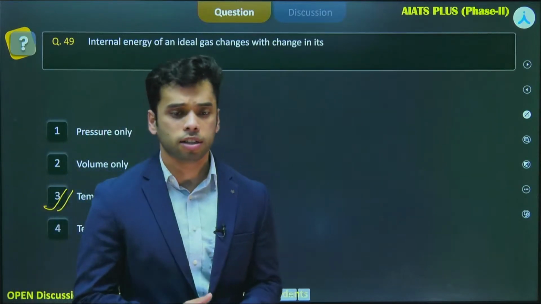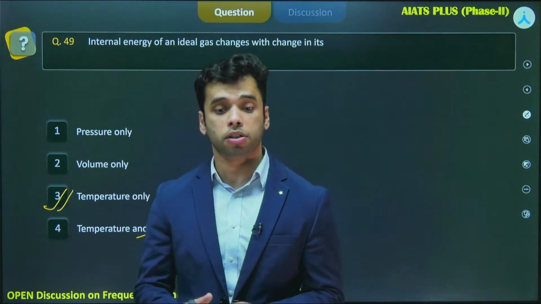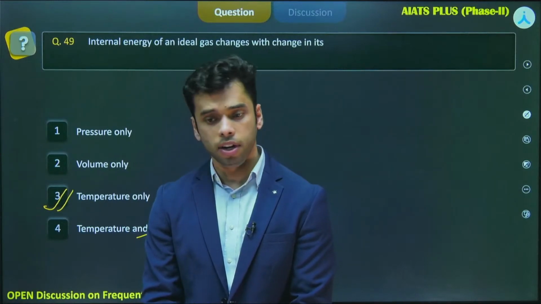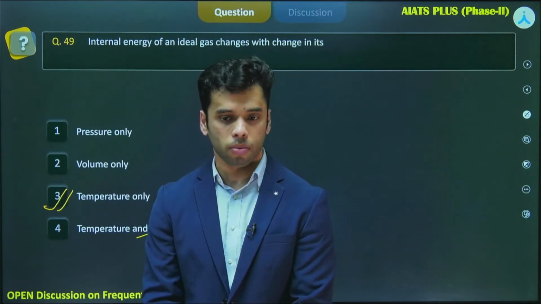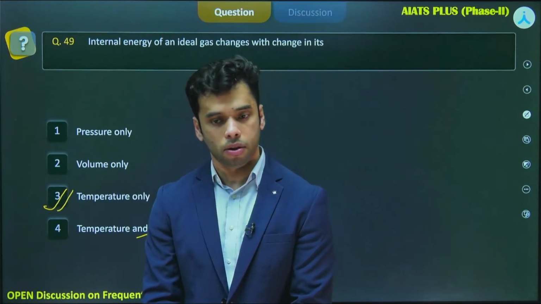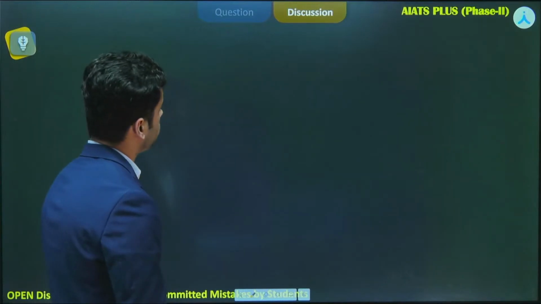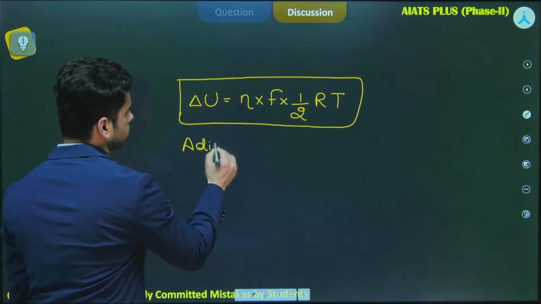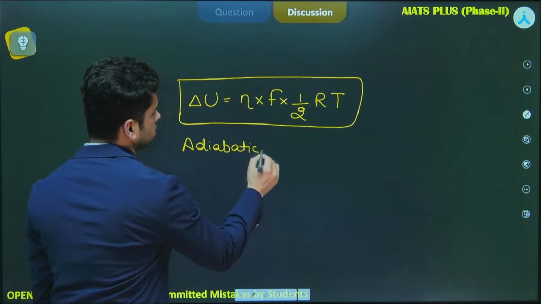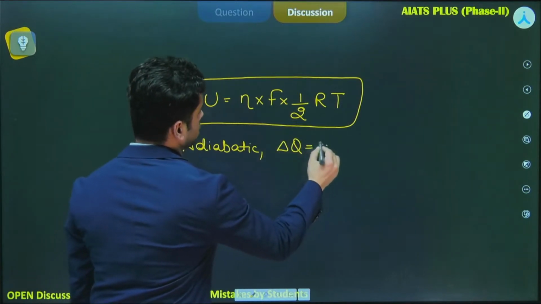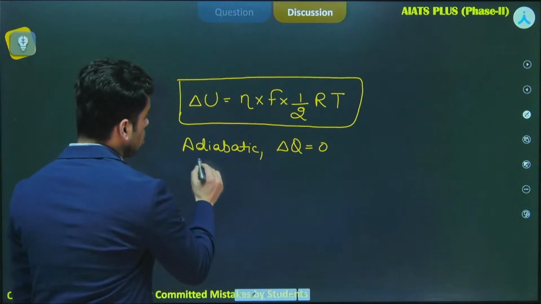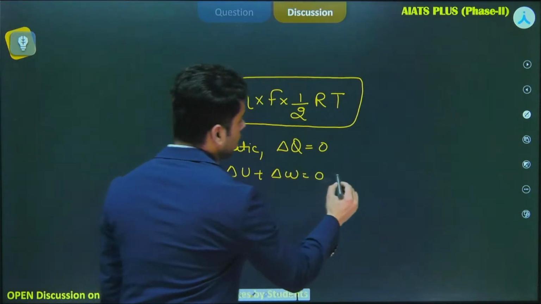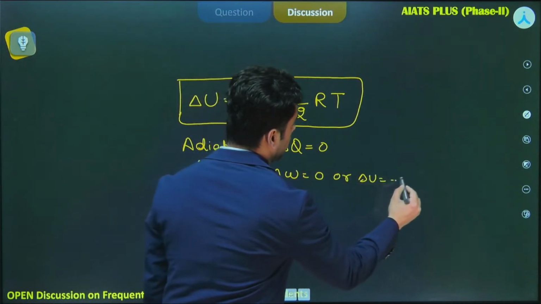Someone is commenting the answer is option 4. Why are you commenting the answer is temperature and pressure? Someone is commenting the expressions: adiabatic, U equal to W; isochoric, nCV delta T. Yes, right. For the adiabatic process, the heat interaction of the system is equal to 0. So from the first law of thermodynamics, delta U plus delta W should be equal to 0, or delta U should be equal to minus delta W.